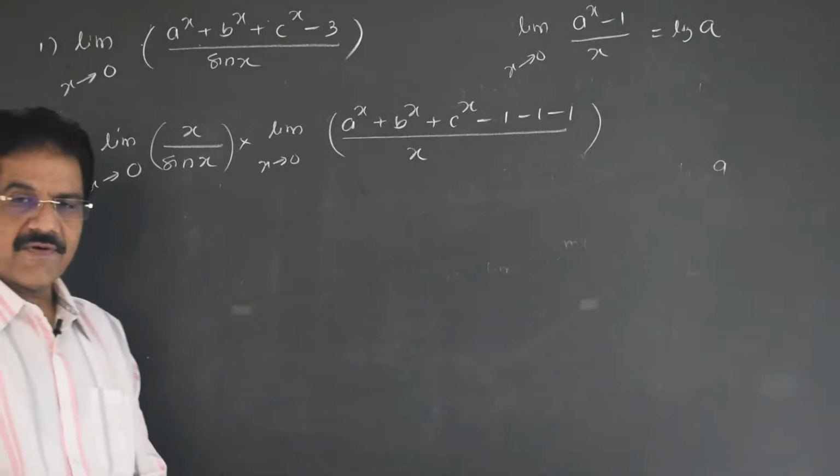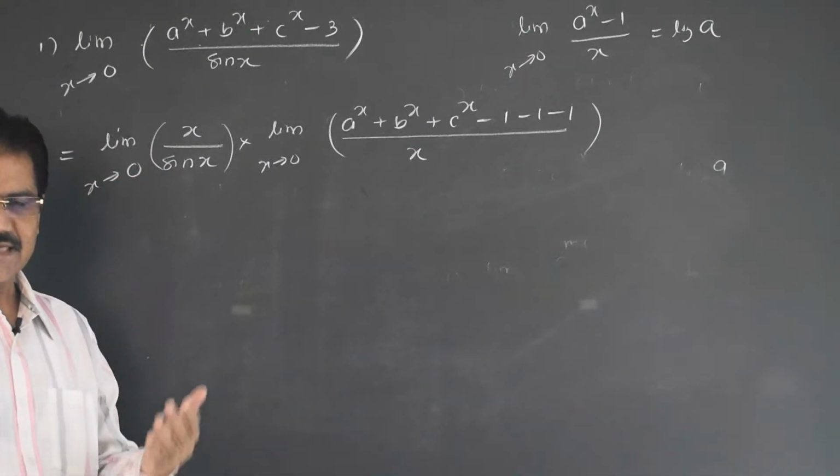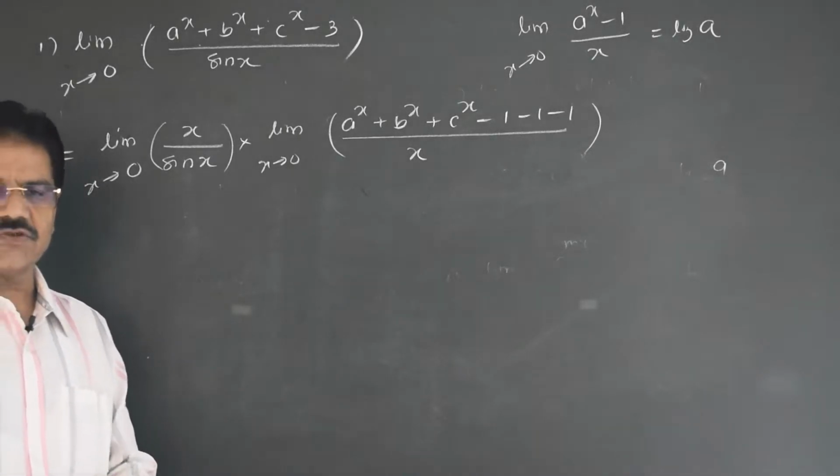As we discussed in our earlier video, limit as x tends to 0, sin x upon x is equal to 1, and therefore x upon sin x is also equal to 1.